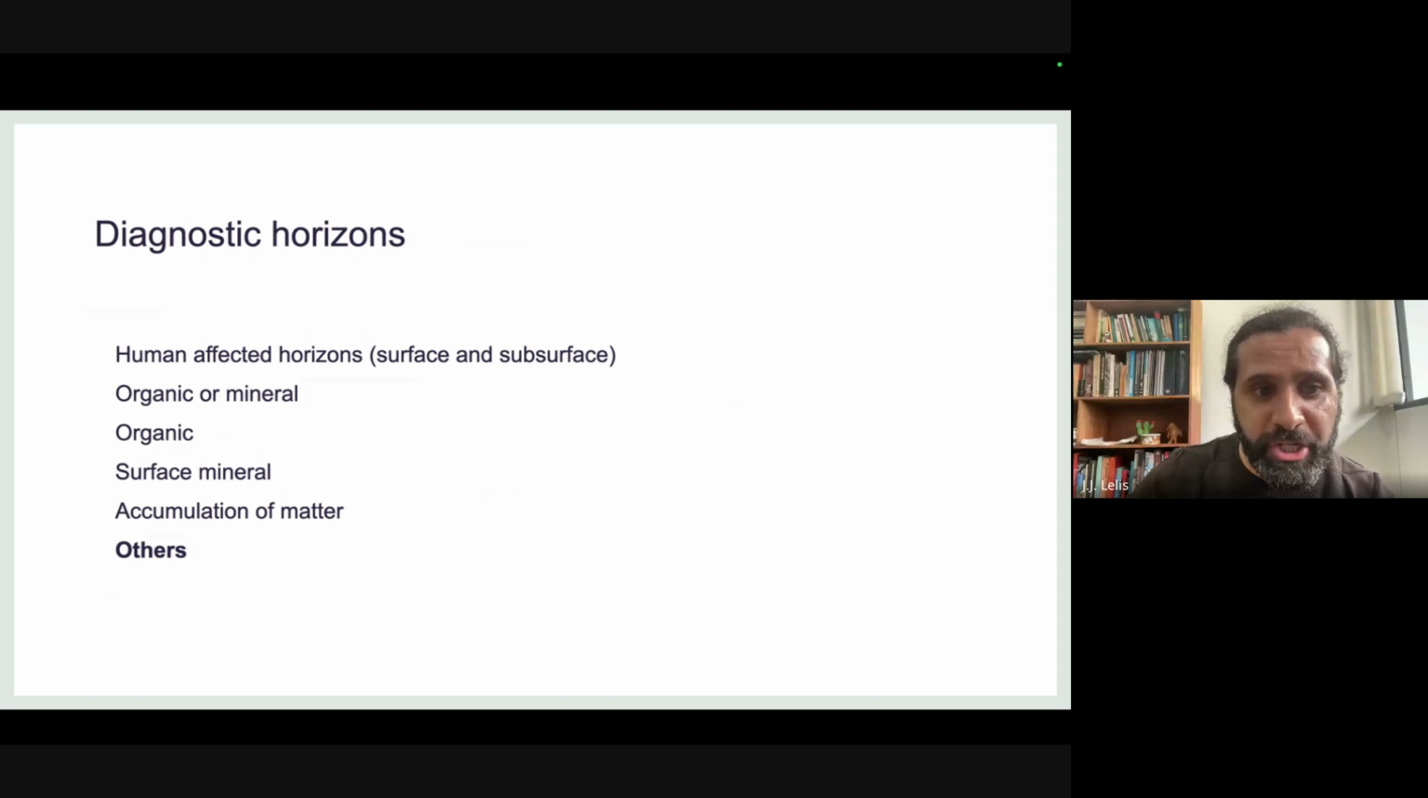I already shared the document for the exercise of classification according to WRB. Of course, pay more attention to the surface diagnostic horizons. You can try to classify according to the subsurface horizons too, but for now, at least pay attention to the surface diagnostic horizons. The answers are there too, so please pay attention to this.